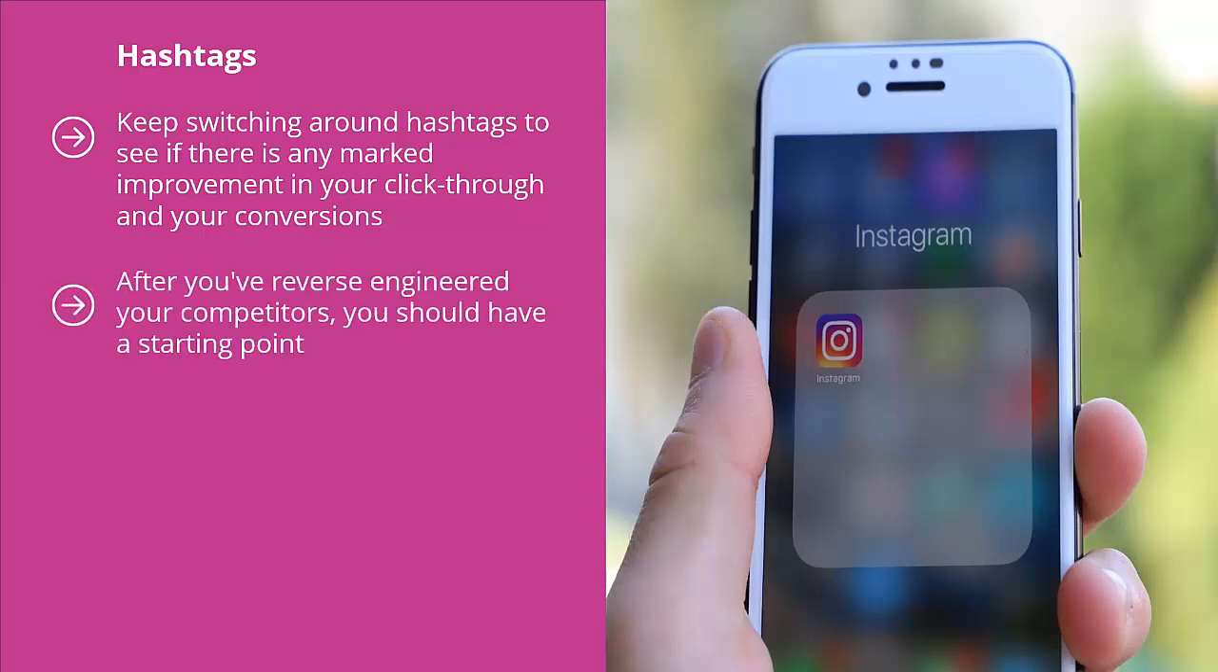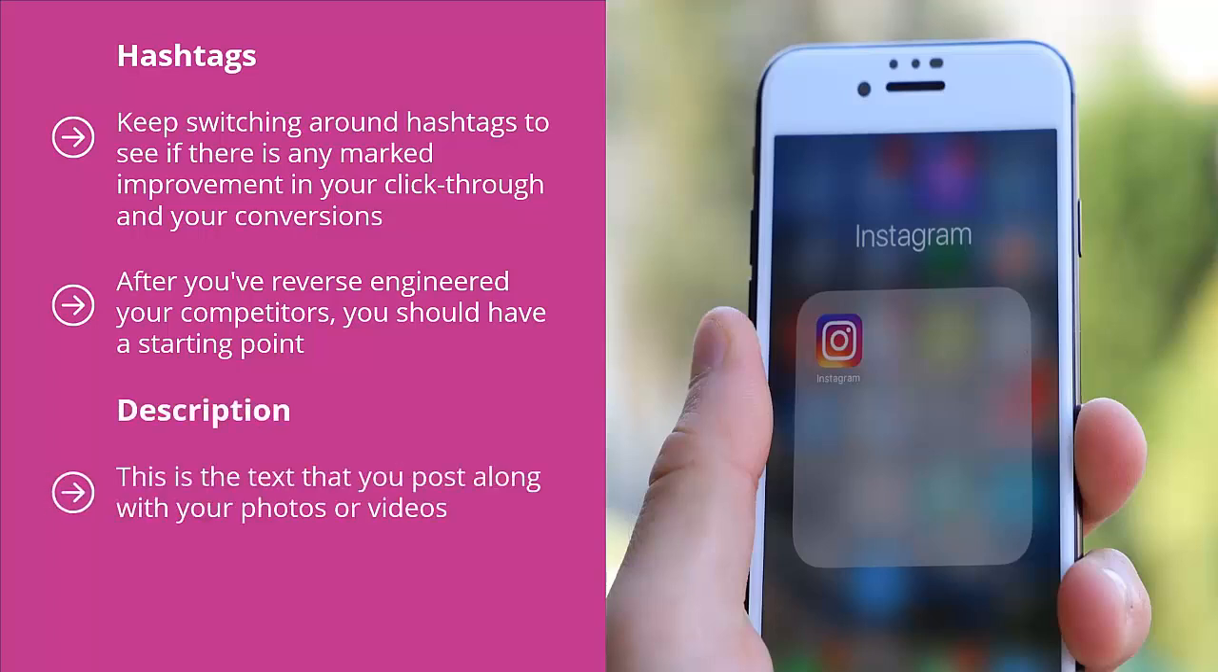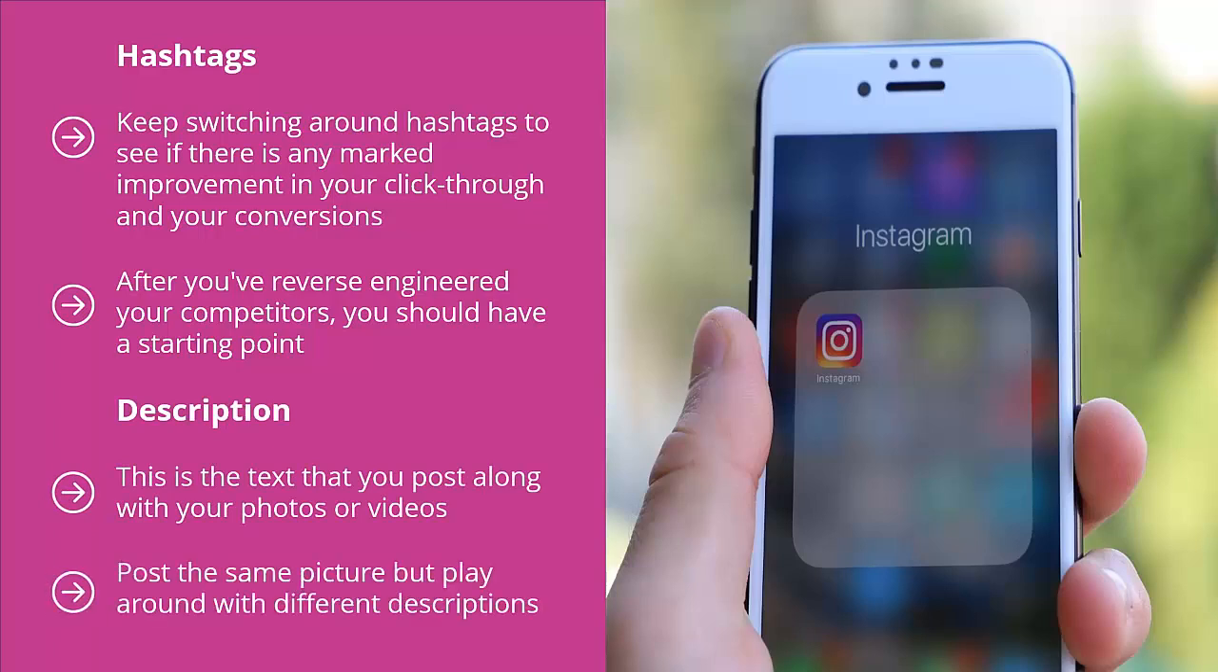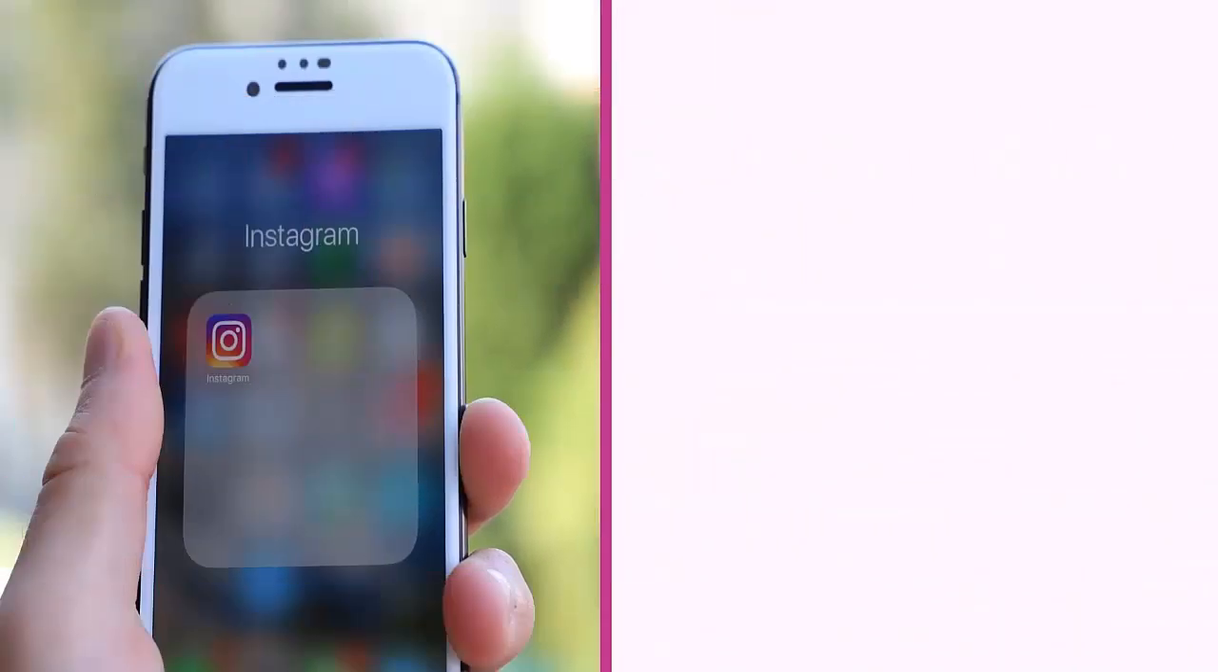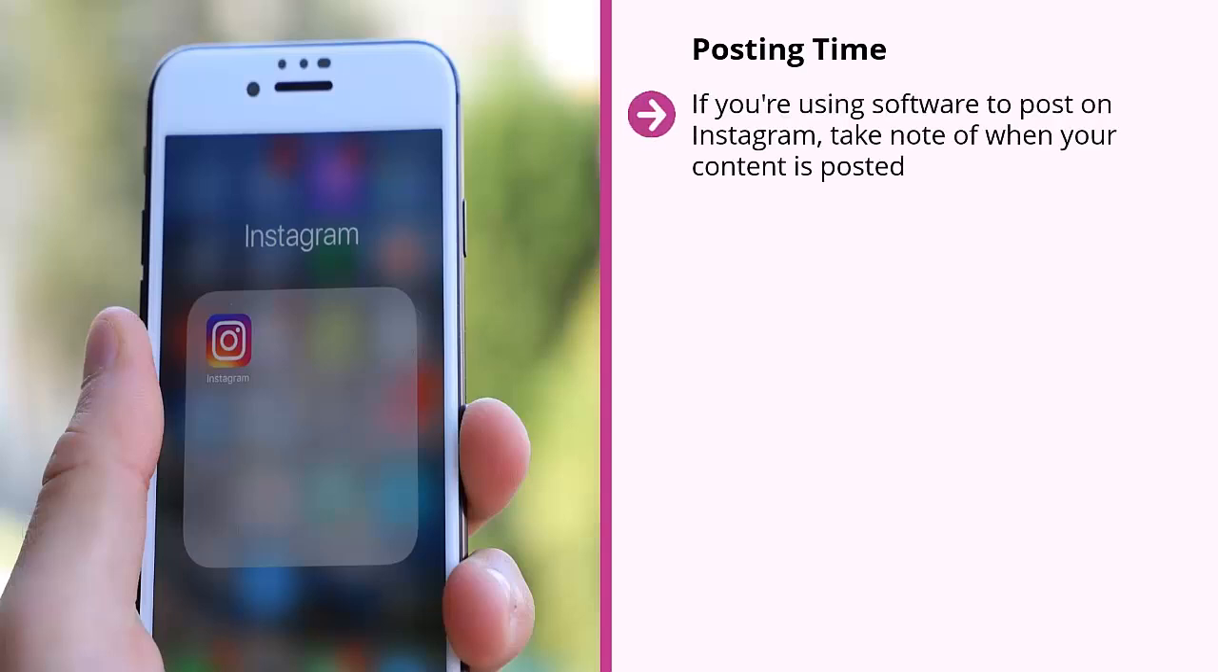After you've reverse engineered your competitors, you should have a starting point. But don't end there. Keep playing around with the hashtags, customize the hashtags, and research related hashtags to see if you can get better results. Description. This is the text that you post along with your photos or videos. Post the same picture but play around with different descriptions. See if these different calls to action lead to greater click-throughs and eventually greater conversions. Posting time. If you're using software to post on Instagram, take note of when your content is posted. Pay attention to when most of your engagement takes place. Try to line up your posting time with engagement levels to optimize the effectiveness of your content.